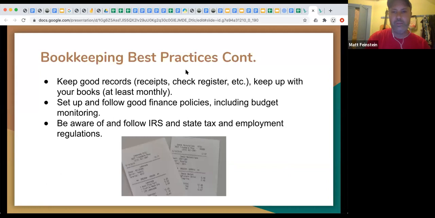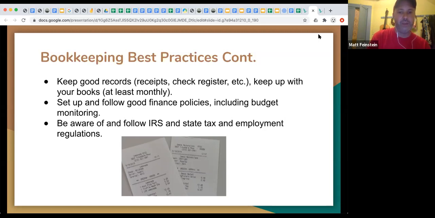And then other good best practices are to keep good records, keep your receipts, keep a really good check register, or do everything in your computer so that it's there and it's not lost in the ether. And keep up with it too. So you set up good systems, but keep up with them and follow them, monthly, and set up good budgets and then monitor your budgets. Don't just set and forget on your budgets.